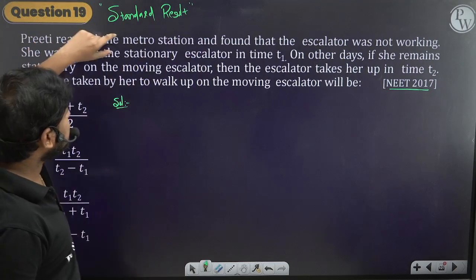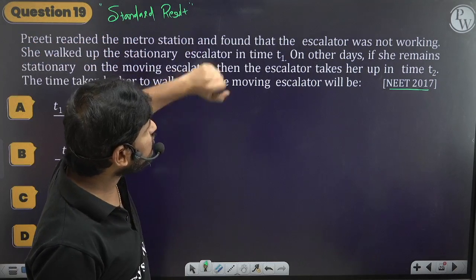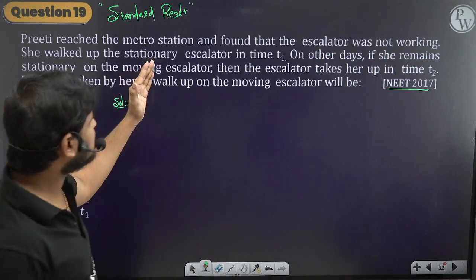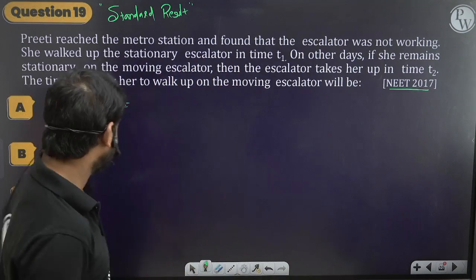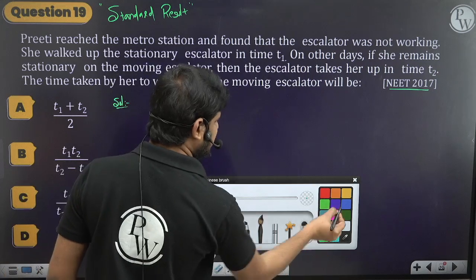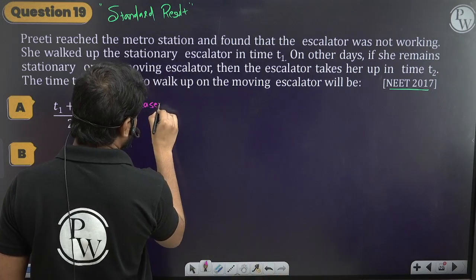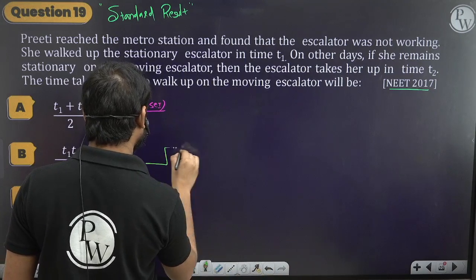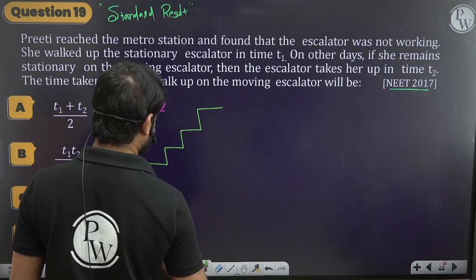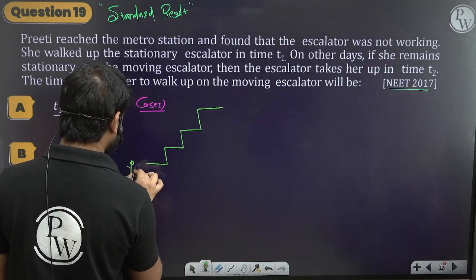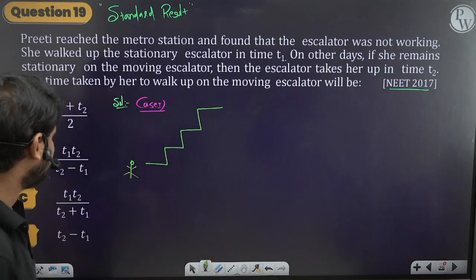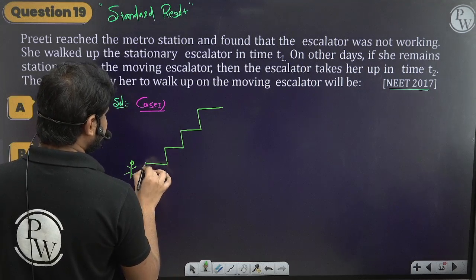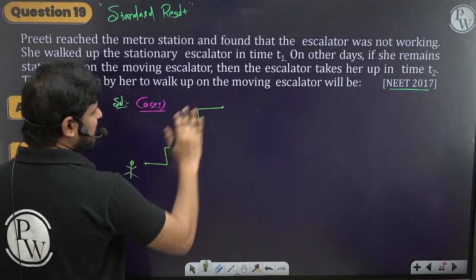Preeti reached the metro station and found that the escalator was not working. She walked up the stationary escalator in time t1. So first, in case 1, let's suppose she reached the Ameerpet metro station. Here is Preeti. When she reached the metro station, this escalator was not working.